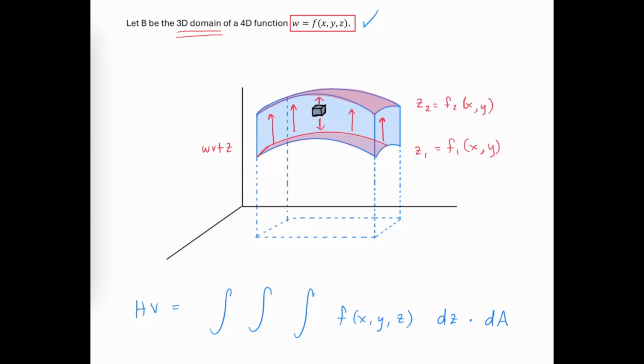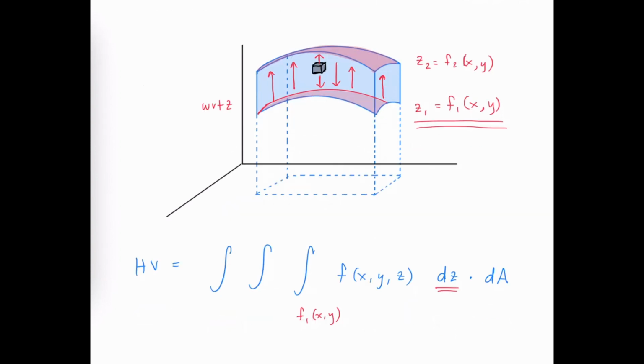But right now, we're focusing on our dz limits, and when our floating box is at its lowest extreme value, the lower limit for z is going to be this function f1. Now, since we're integrating with respect to z, it's okay to have x and y values in the limit. And when our box is floating to its upper extreme value, the upper limit is going to be the second surface function, and this is going to then be our inside iteration.